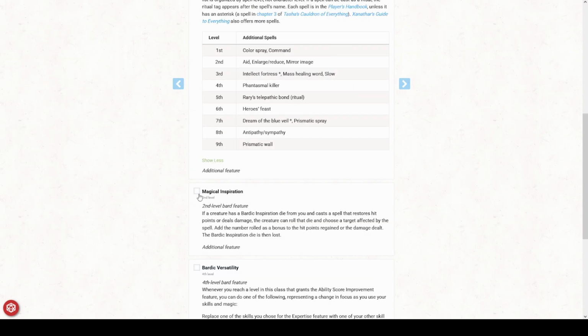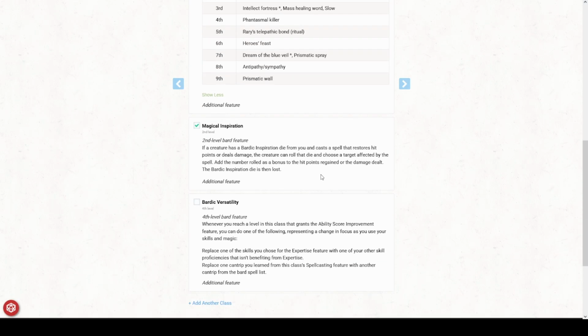We have magical inspiration. This is a huge feature and quality of life improvement. What this does is let you be a better healer or better damage caster. If a creature has an inspiration dice from you and they cast a spell that restores hit points or deals damage, they can roll their inspiration dice to add to those features. Like I said, this lets you choose those things. Notice that they have a level requirement. That means you don't get it until later.